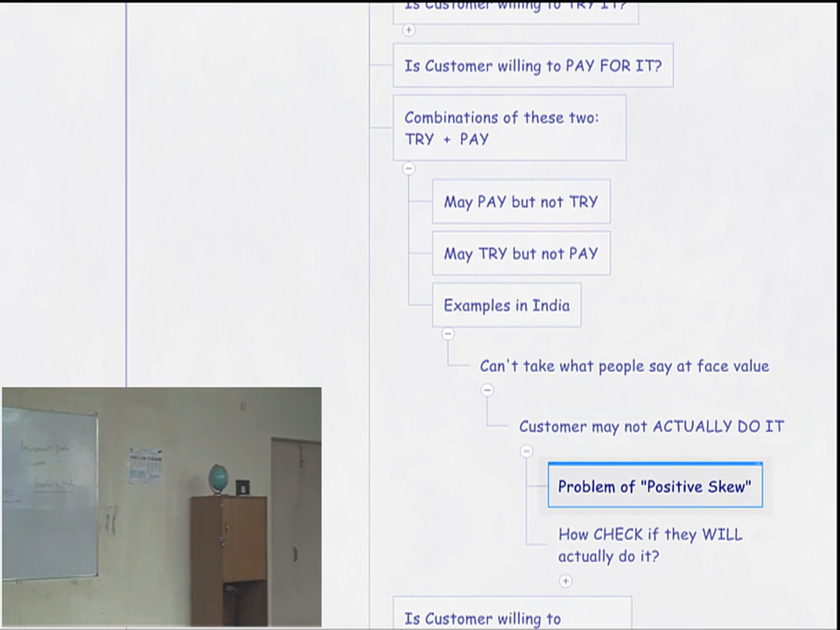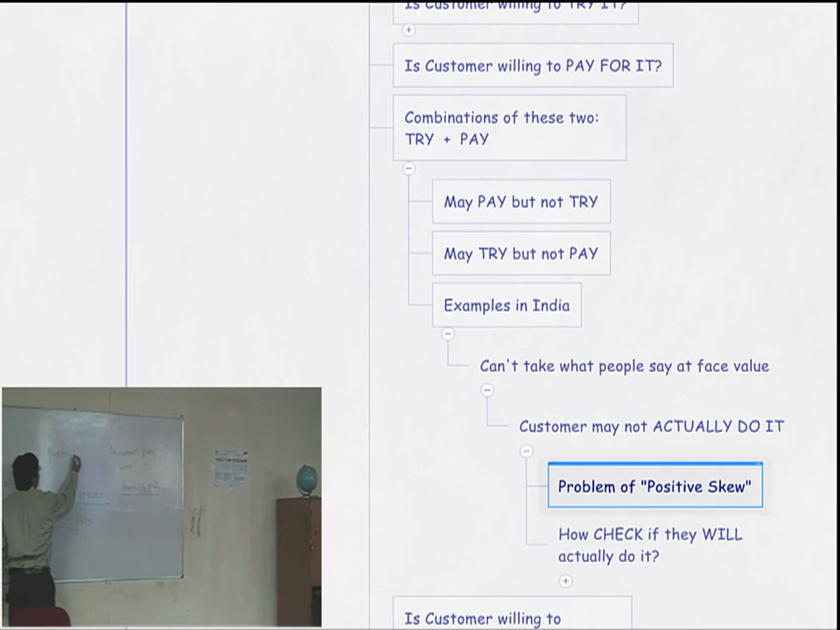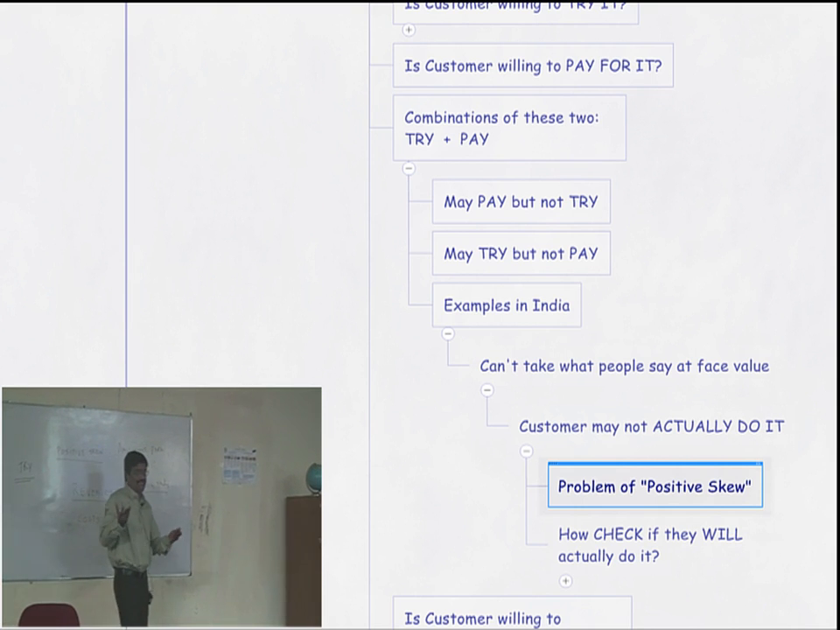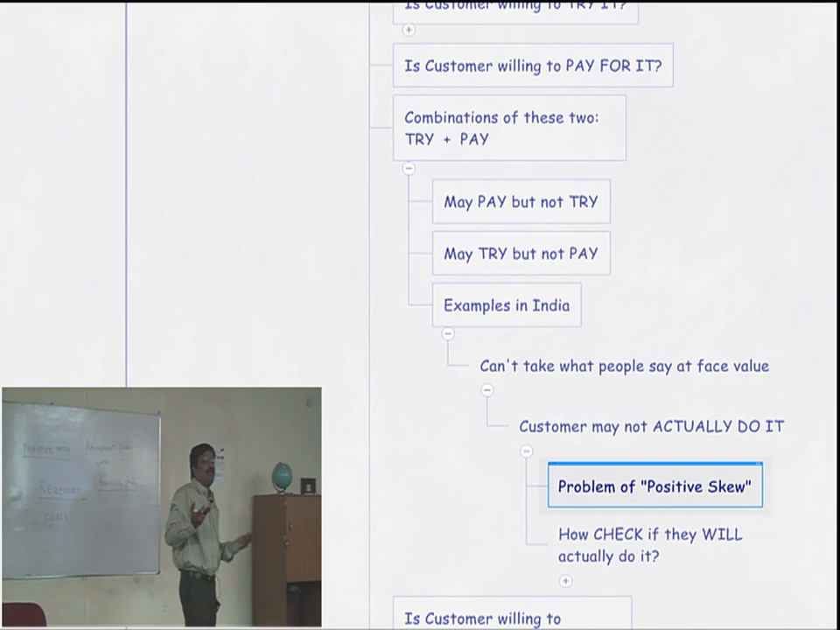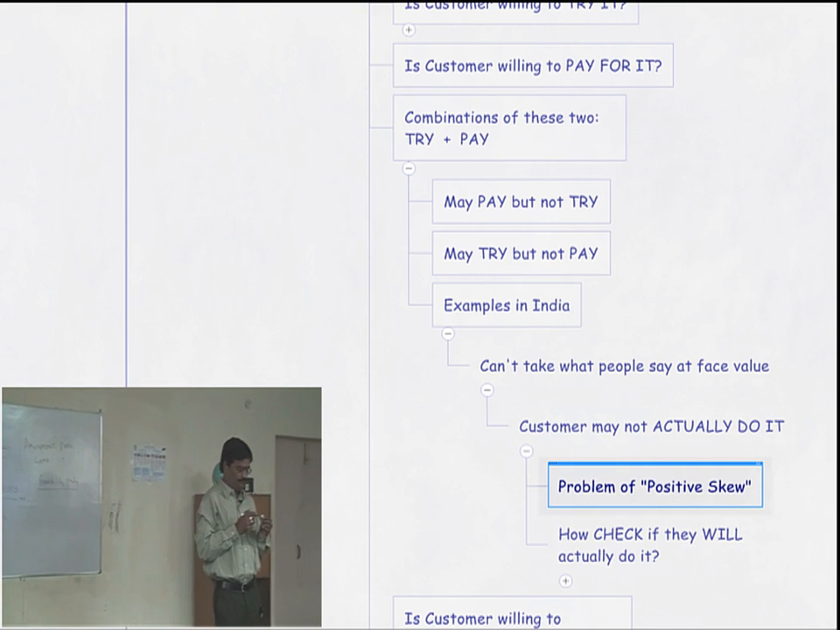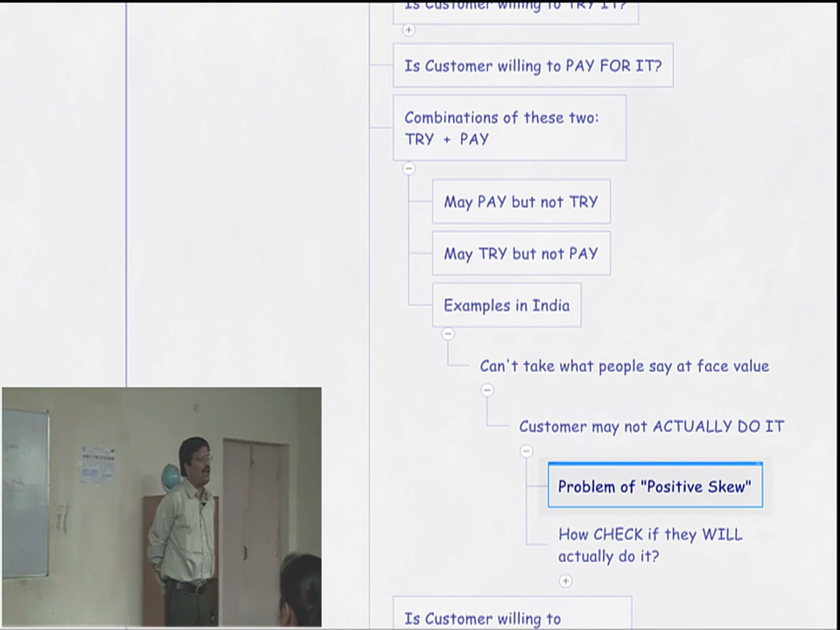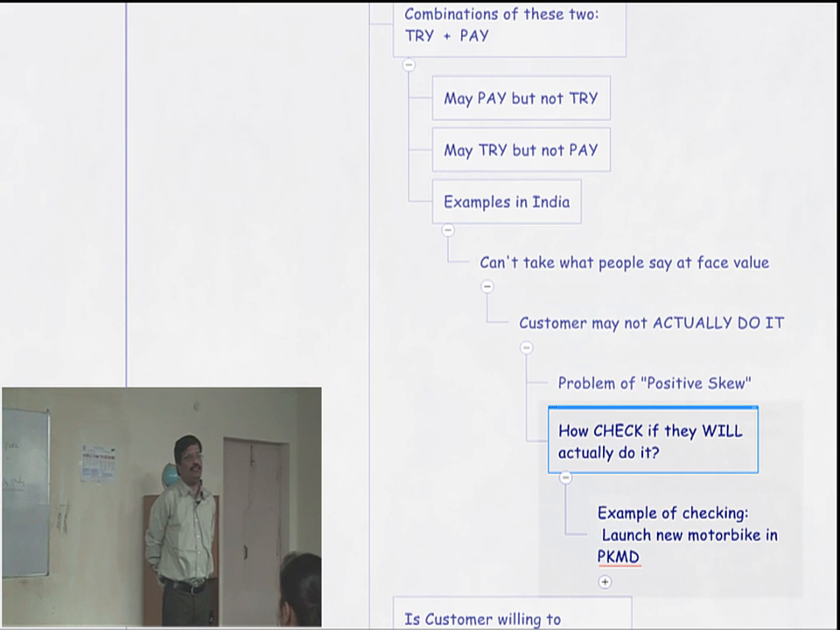In fact, we call it the problem of the positive skew, where people would not like to say negative things. People would like to, just for the sake of it, say yes, I will do it, but they have no intention of doing it. So first of all, I have to have a method of checking whether somebody who says I am willing to try is really willing to try, and whether somebody who says I am willing to pay is really willing to pay.